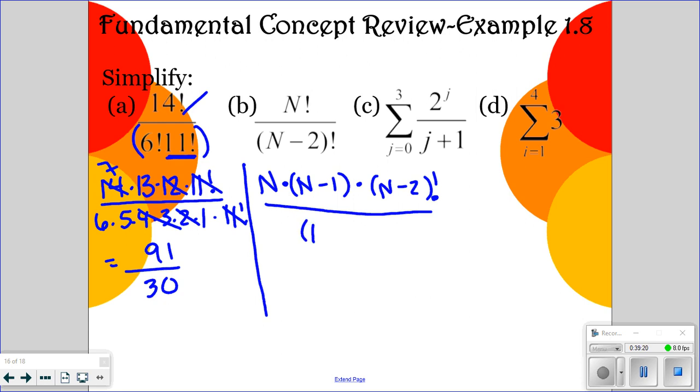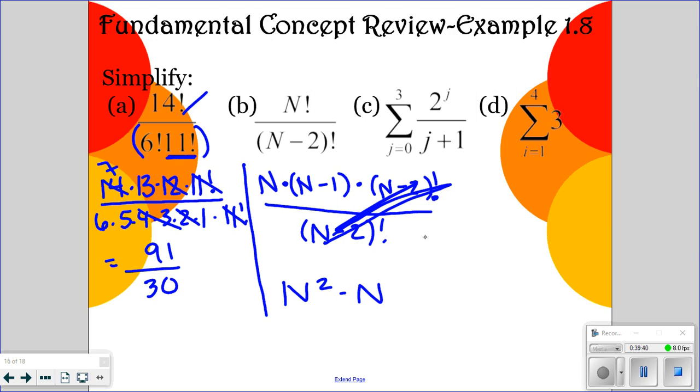And then in our denominator, we have n minus 2 factorial. So those cancel, and we're left with just n times n minus 1, which you can leave as that, or you can write as n squared minus n for your answer. Either one of those would be fine.